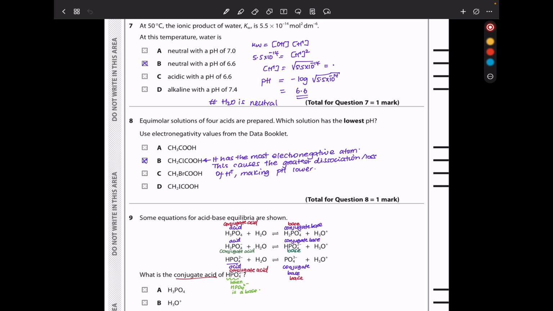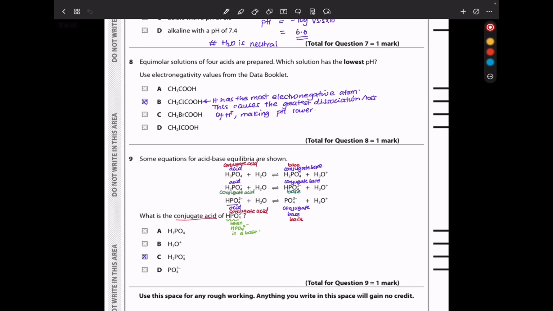In question 8, equimolar solutions of 4 acids are prepared. Which solution has the lowest pH? They want you to use the electronegativity values from the data booklet. Chlorine is the most electronegative and therefore it's going to cause the greatest dissociation or loss of the hydrogen, making it have the lowest pH, so the answer should be B.